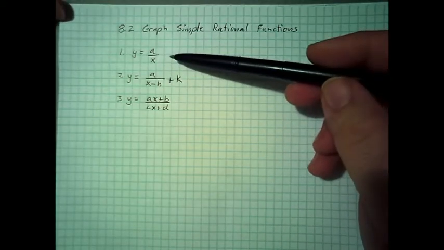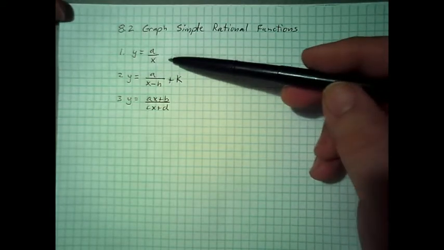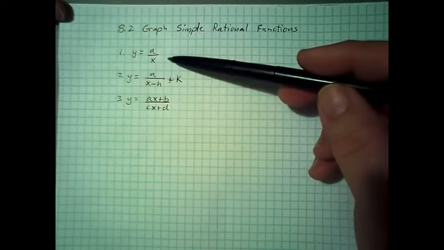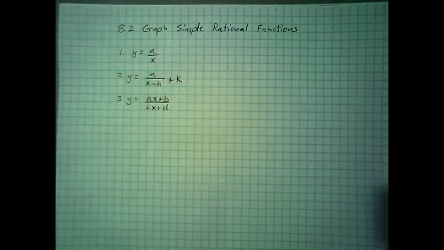The first one is just inverse variation, y equals a over x. It's the simplest. It's going to have its vertical asymptote and horizontal asymptote on the axes every time, so it's just a matter of plotting a few points to make sure we get the curve right.